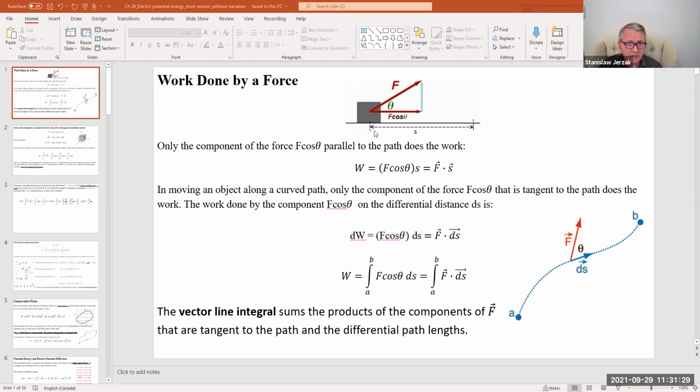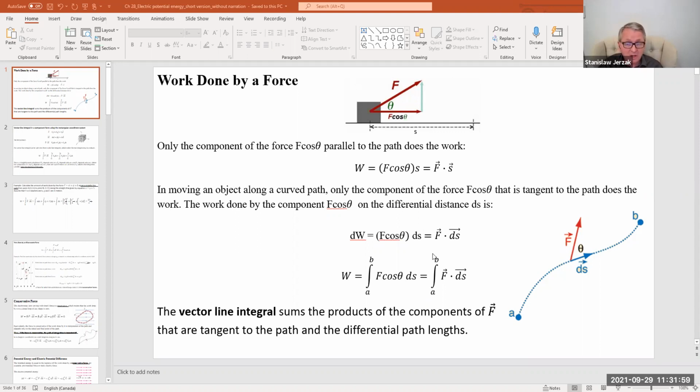So the work done by that force can be written as F cosine theta S, where that angle theta is the angle between the displacement and the force. This expression, the dot product, to calculate work is correct if the force is constant in terms of direction and magnitude during the displacement. And of course, you did this type of calculation many times in the past.